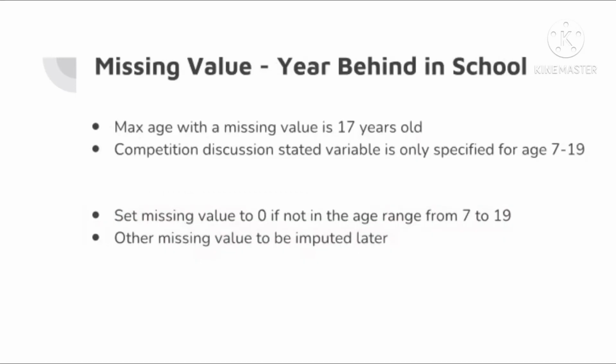The last column with missing value is res ESC, which shows the years behind in school. Our hypothesis is that families with null value do not have any children in school. We tested this out by finding the ages of those who have a missing value in this column, and the ages of those who do not have a missing value, and found that the oldest age with a missing value is 17. Based on the competition discussions, we discover that this variable is only specified for people aged 7 to 19. Anyone younger or older than this age range is likely to be no years behind, so we have set it to 0. For missing value outside of the range, we will impute it later.